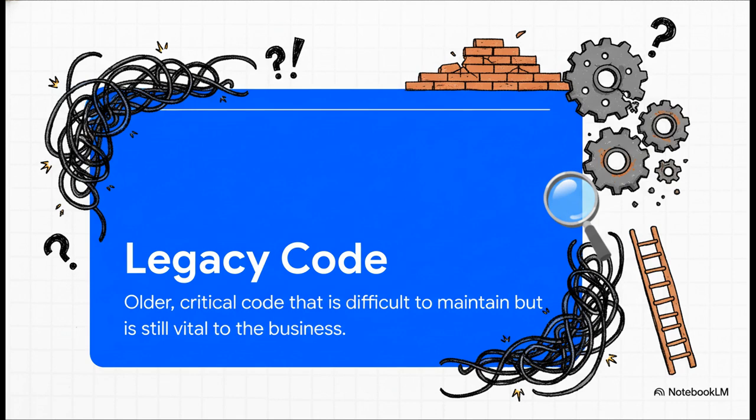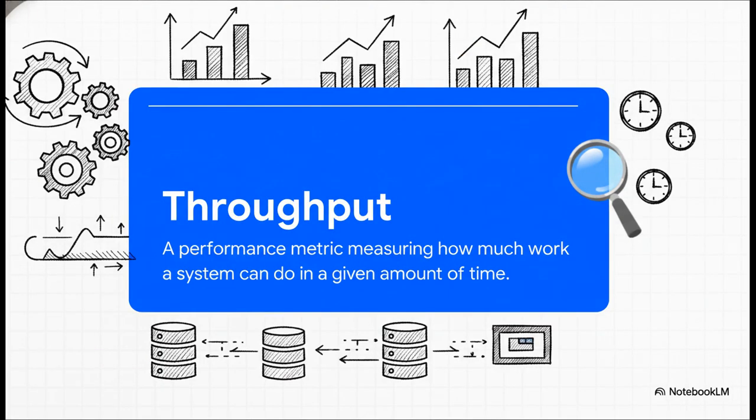Ah, yes. Legacy code. Every experienced developer knows this pain. This is that really old code base that maybe nobody fully understands anymore. It's often a total nightmare to maintain, but you can't get rid of it because it's still absolutely critical to the business. And our final term is throughput. This sounds technical, but it's a pretty simple idea. It's just a metric for performance. It answers the question, how much work can this system get done in a set amount of time? Think requests per second or transactions per minute. The higher the throughput, the more efficient your system is.